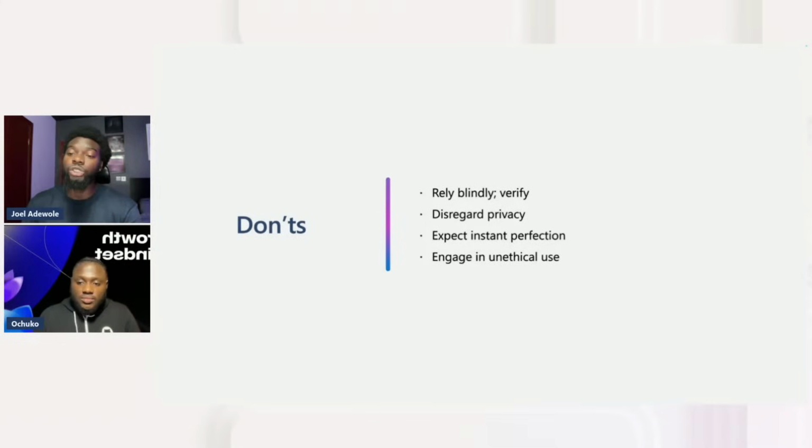But I don't think you want to have an expectation of perfection. That's just going to break your heart. Also, don't use it for unethical uses, because just like I said earlier, it's learning. If you use it for unethical use cases, it learns the bad things, and we don't want that to happen. We don't want AI to turn against us in future. So let's use AI for the right thing.